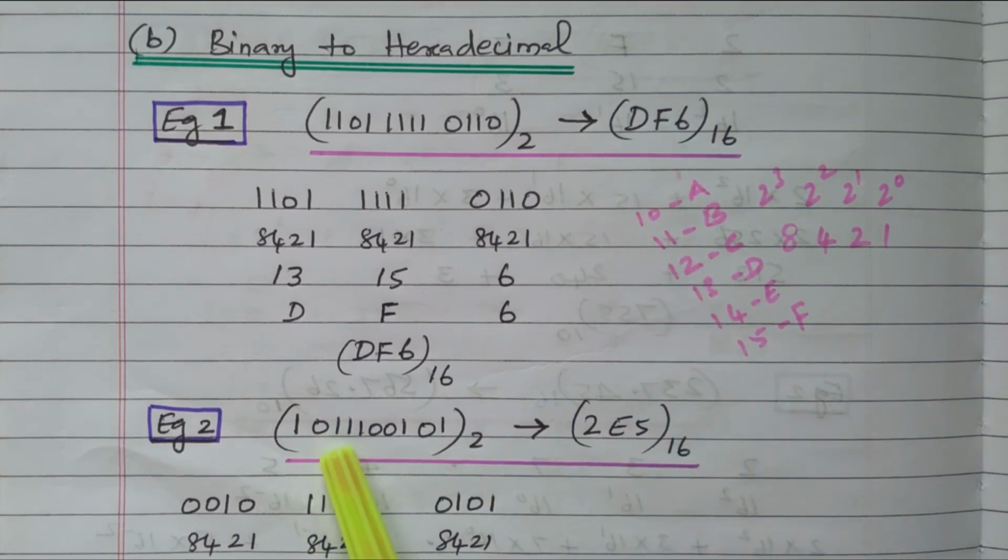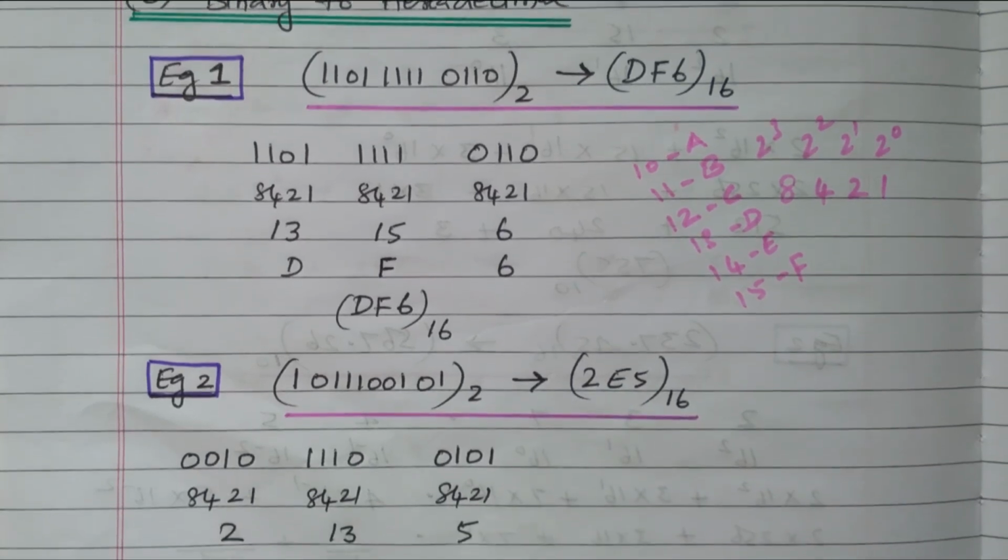10111 00101, right? So this is the given binary number. We need to convert it into hexadecimal. What we got? 2E5. We got the answer 2E5 base 16. We will see how we got this value.